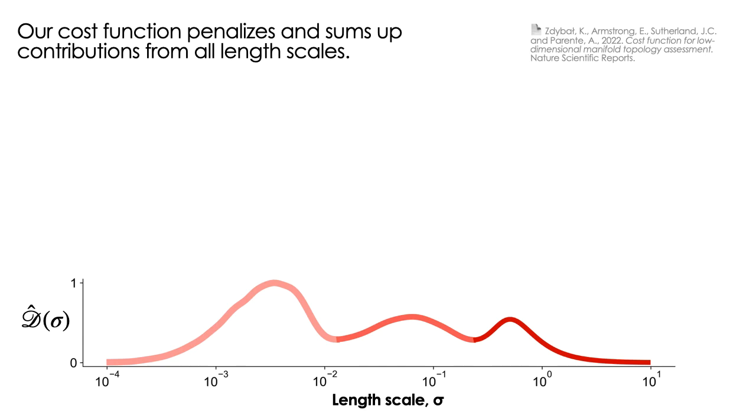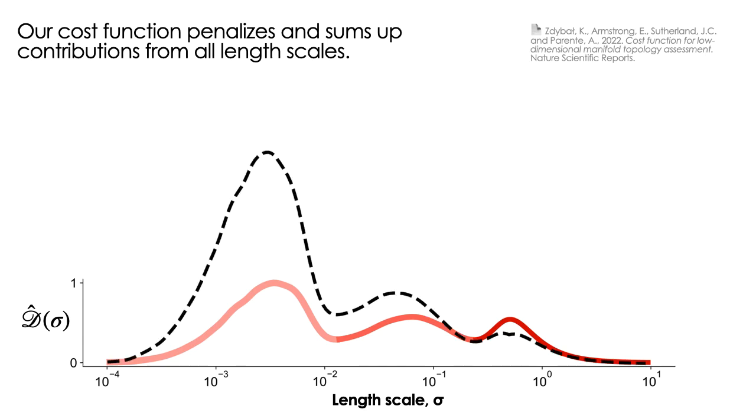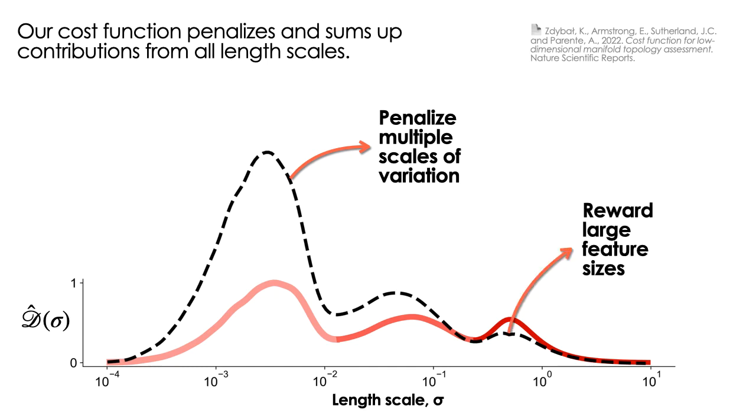So the first one is we multiply that function by some penalty function, which now returns this dashed black curve. And what you can see happened here is that we first penalize multiple scales of variation that happen in that d hat profile. So especially the variation that happened at the smallest length scales got significantly amplified. And we wanted to amplify that because that can be particularly linked to non-uniqueness. And there's a second characteristic to that penalty function, which is that we reward large feature sizes.